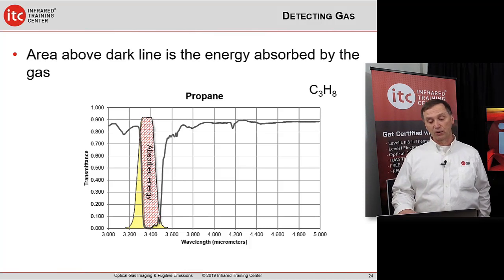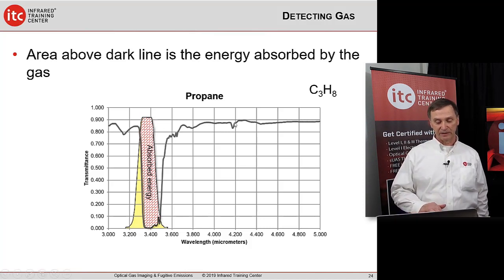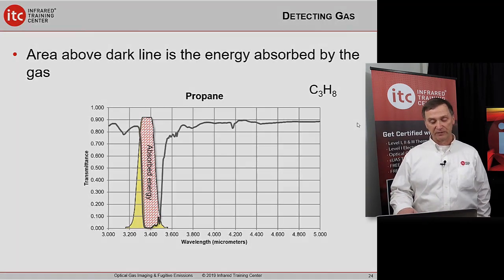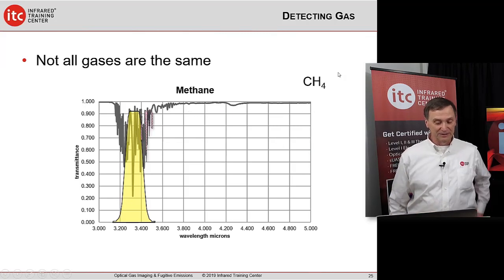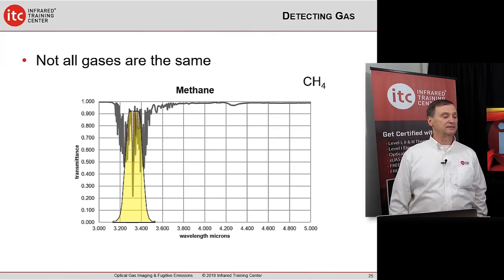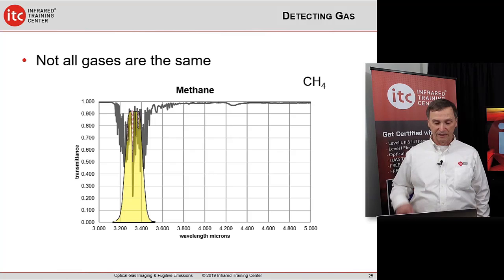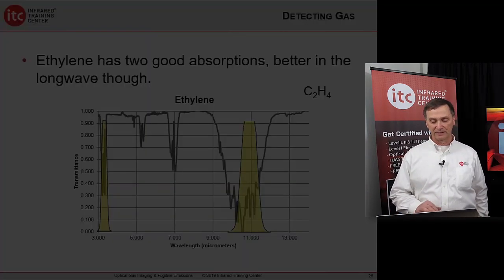So we can see something like propane. There's a big area. If we were to calculate that area, that's a large area to see. Propane is very easy. A lot of people are interested in methane, CH4. It's just a very, very noisy molecule, and there's not an awful lot of energy there. So we can see much smaller leaks of propane than we can of methane. Every gas is a little bit different.